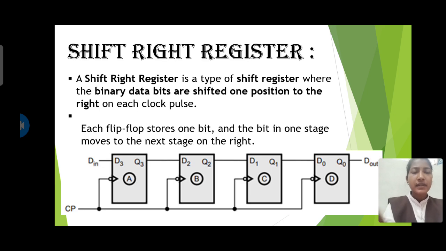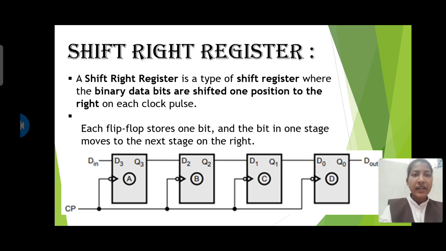So the next one is shift right register. A shift right register is a type of shift register where the binary data bits are shifted one position to the right on each clock pulse. We can see here that it is having binary bits.